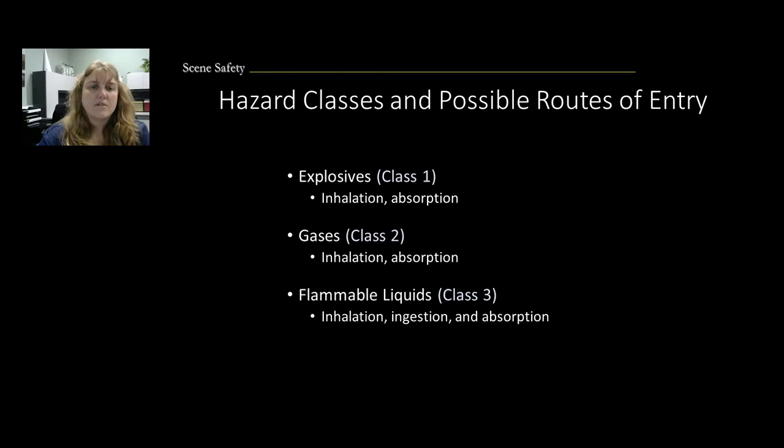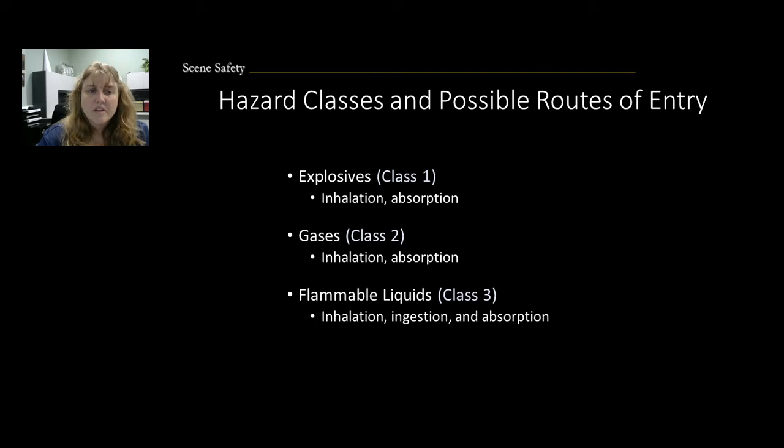On this slide, you'll see some generalizations of the potential routes of exposure for the different hazard classes. You always want to attempt to determine the exact properties and dangers of the substances involved in the incident, and you can do that by utilizing resources such as an MSDS, a material safety data sheet, or even contacting Chemtrec. The ERG is going to provide some general information regarding the possible routes of entry.